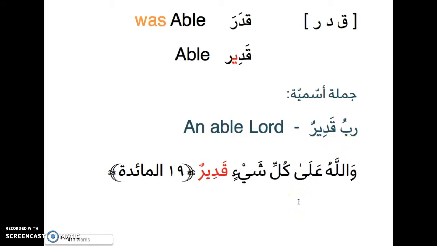And we have it in the table spread, Al-Ma'idah 19. Wallahu ala kulli shay'in qadir. Qadir. Able as an attribute.